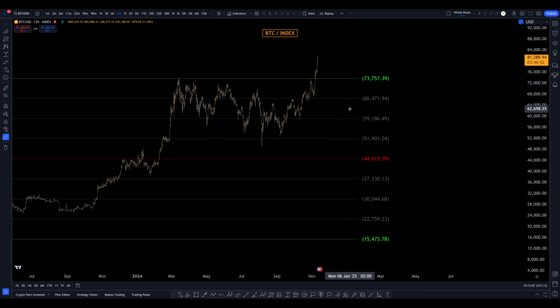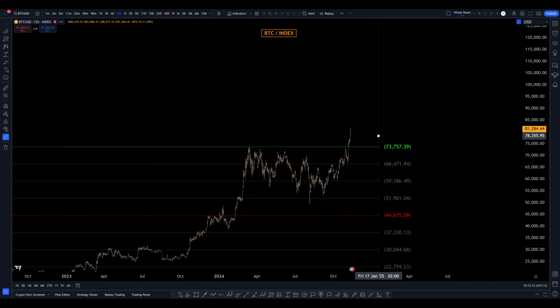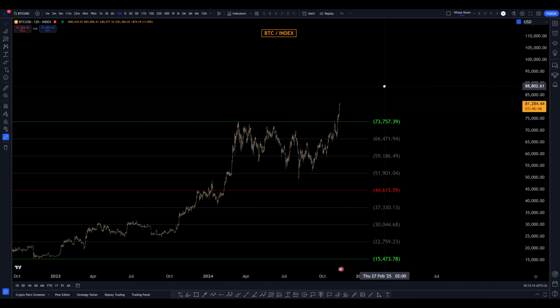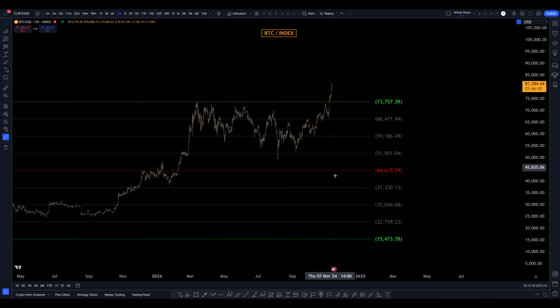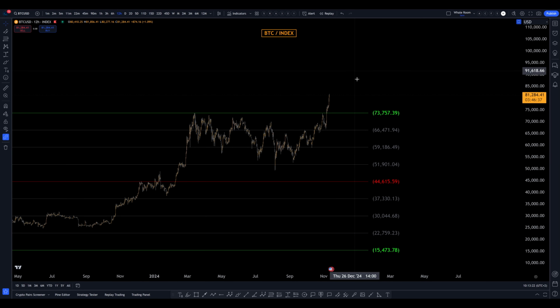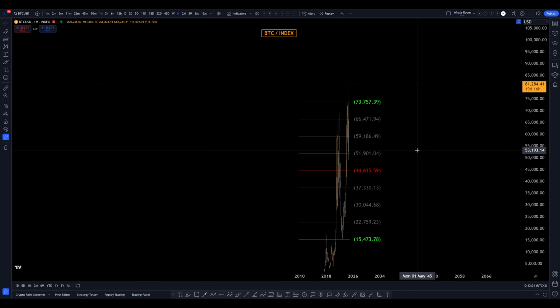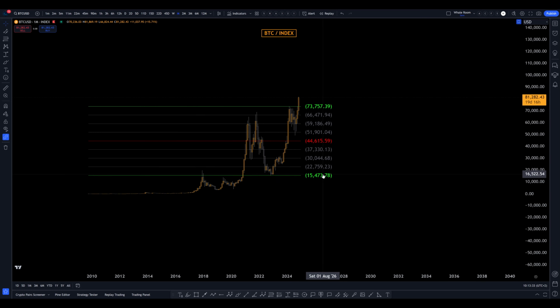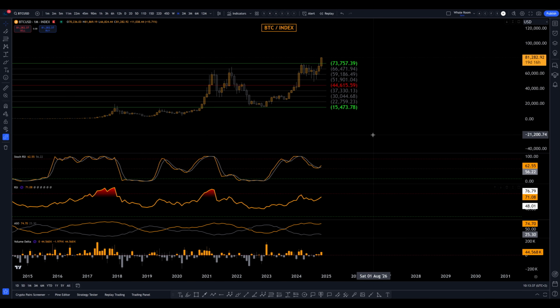Now, for the people that know me and follow me, where next? Where is Bitcoin going to go next? Also, before I explain how to enable the extensions here to forecast the next resistances a little bit, let me talk about the bigger time frame. Let's go to the monthly time frame. You know that I love the monthly time frame. Let's have a look at what's going on.